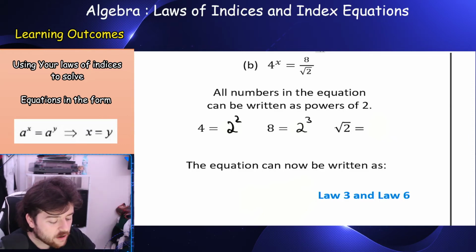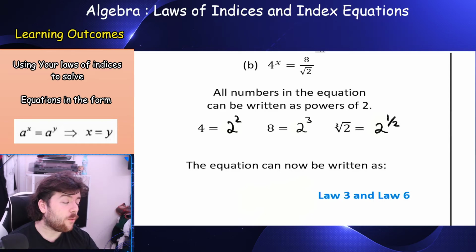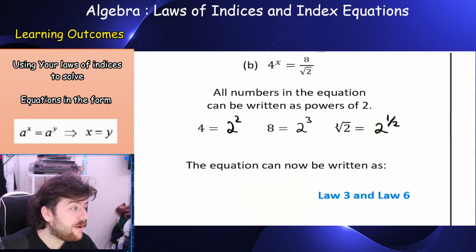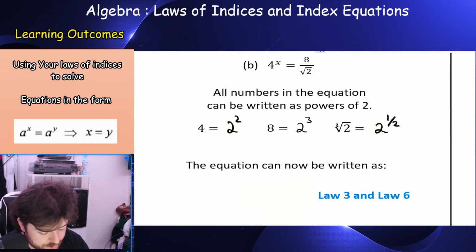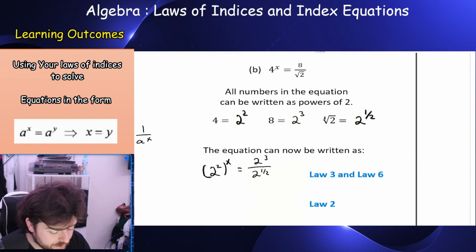And then finally, square root of 2. Remember, I'm using my law of fractional indices. It's law 7, I believe. Remember, I have an invisible 2 there. So that's just 2 to the power of 1/2. So remember, a square root, we're putting a power of 1/2. So now the equation can be written as follows: 2 squared to the power of x equals 2 cubed to the power of 2.5.